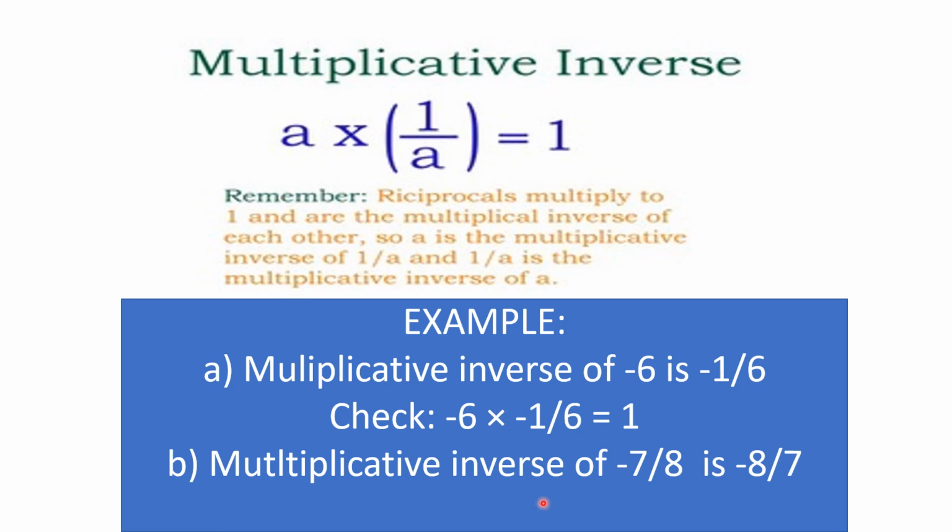Next example, multiplicative inverse of minus 7 upon 8 is minus 8 upon 7. So let us check the answer. Minus 7 upon 8 into minus 8 upon 7 is equal to 1. So you can say minus 7 upon 8 is the multiplicative inverse of minus 8 upon 7, or minus 8 upon 7 is the multiplicative inverse of minus 7 upon 8.